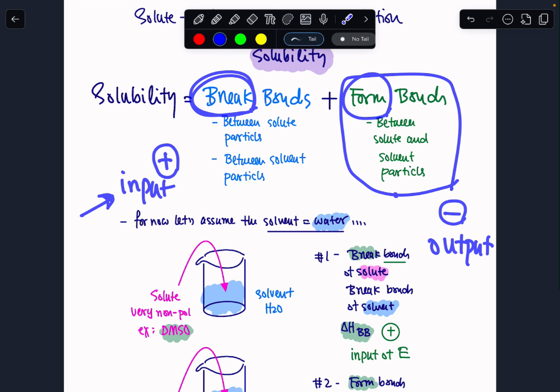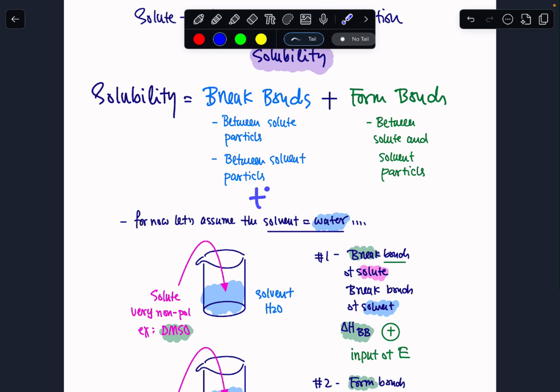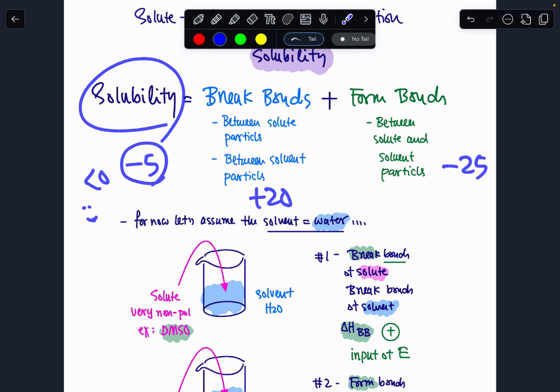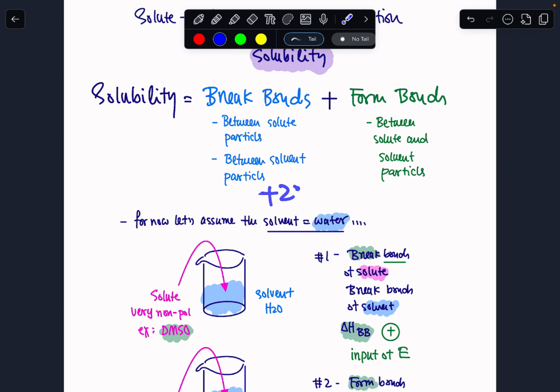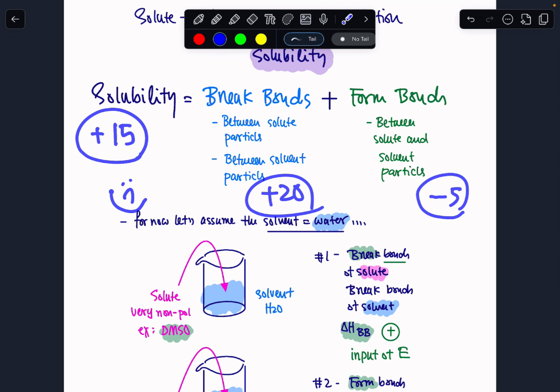At that point, you can see this becomes a mathematical thing. Imagine if here I have, let's say, +20 and here I have -25, then of course my net change would be -5. I am negative, so I'm going to be dissolving. If, however, I have a 20 kilojoules per mole energy input here and a -5 kilojoules output here, then my net exchange would be a positive number, and so I'm not going to really dissolve.